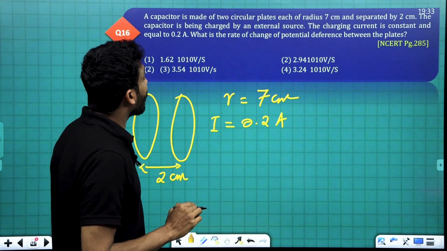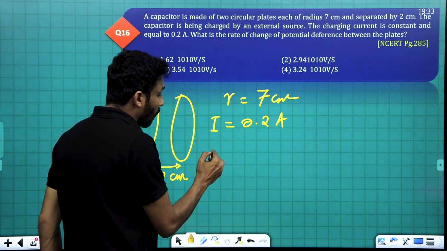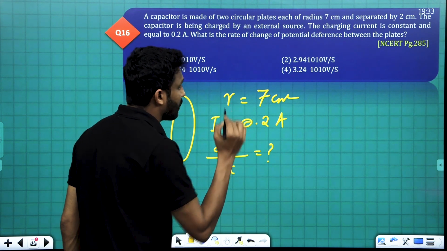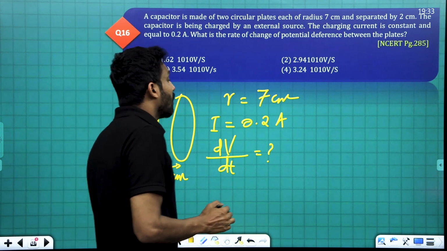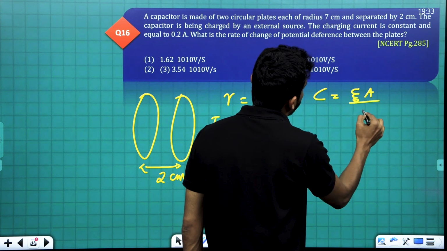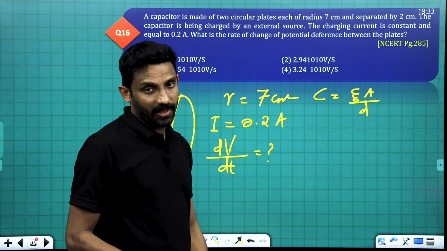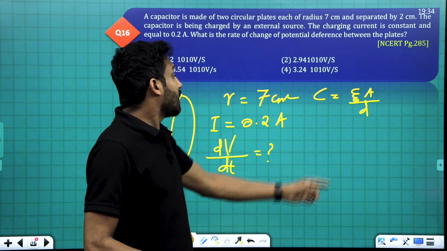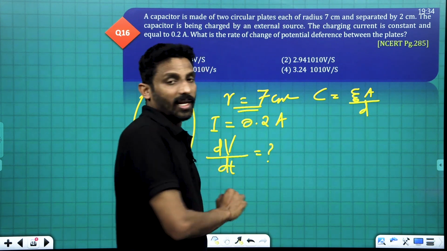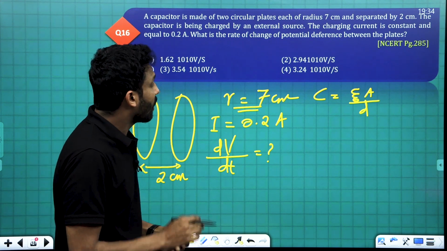What is the rate of change of potential difference between the plates? The rate of change of potential difference, that is dV by dt, is asked. We have the equation of capacitance: C is equal to epsilon naught A divided by D. A can be calculated because the radius is given and the separation D is already given, 2 centimeter.